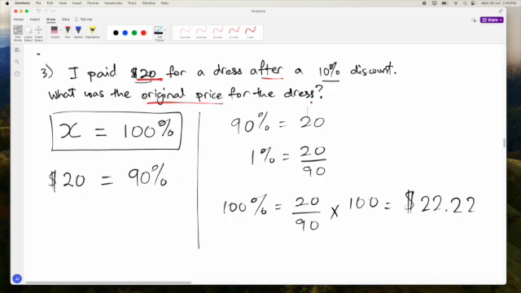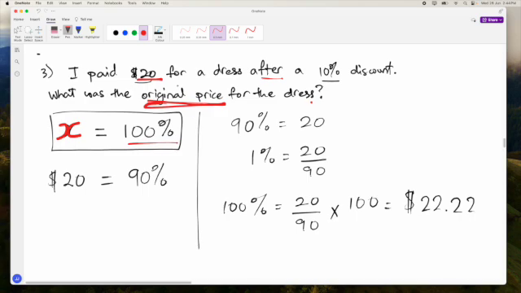So I paid $20 for a dress, but that's after the discount, and the discount was 10%. So what was the original price for the dress? So what represents the 100 here, right? The original price for the dress is what would represent the 100 in this case. But we don't know that. So you can see I just have it as an X here, right? So X, that is the 100%.